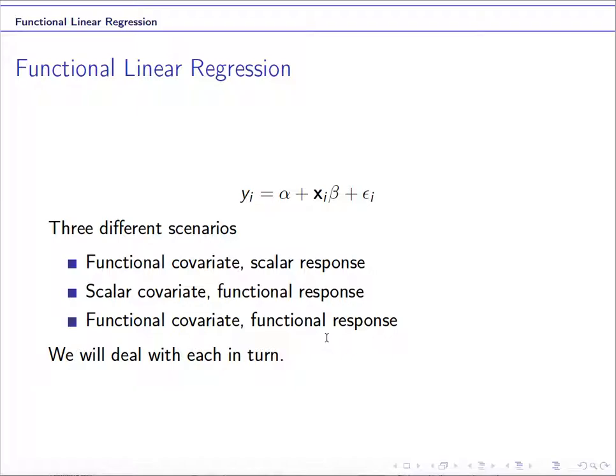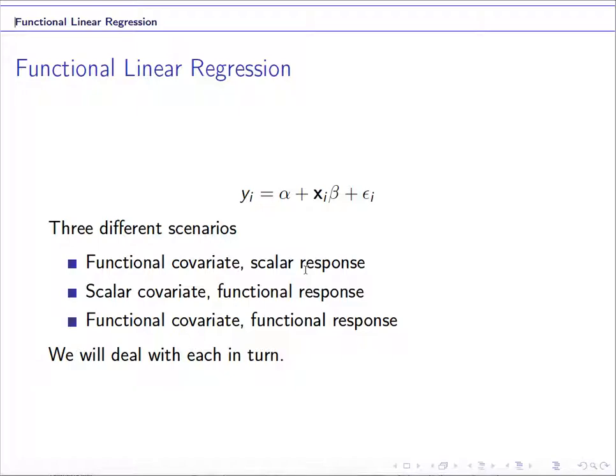The first possibility is that among our covariates there will be functions. In other words, there will be some x which is a function of t, and the response is still a scalar. So this is called a scalar on function regression model. Okay, so this is one version.